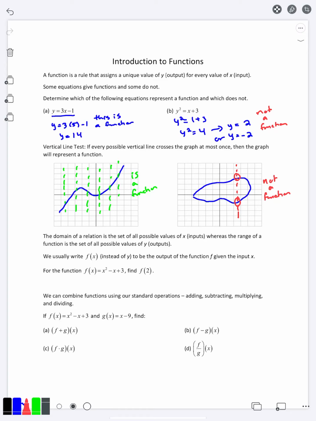On the other hand, if we look at all the possible outputs for a function, that is not called the domain, that is called the range. So usually we're interested in both the domain and the range for a function, and that means we're going to look at what are the possible inputs and what are the possible outputs.